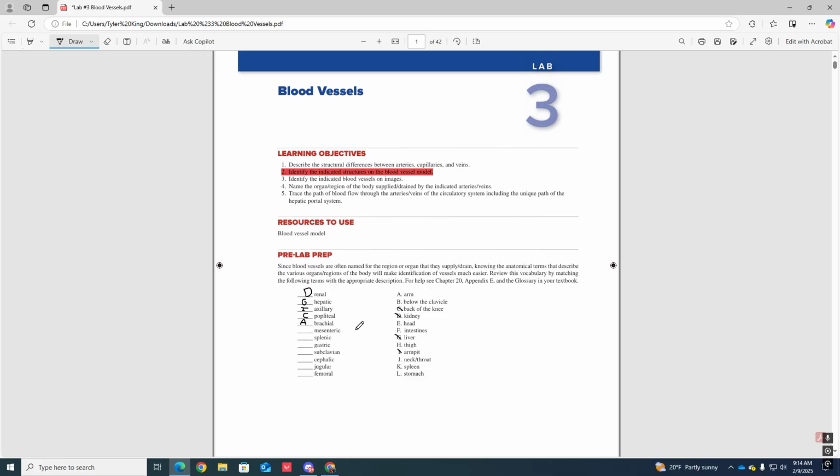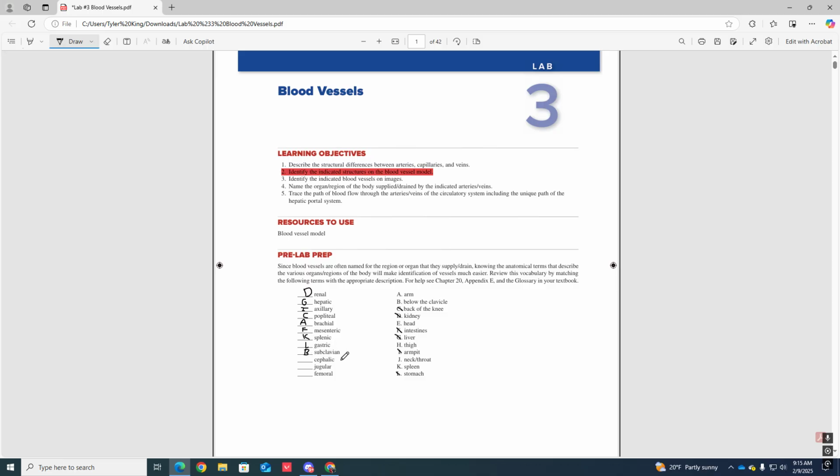Mesenteric is a very strange one here, but it actually means intestines. That's because we have a couple of different mesenteric arteries and veins, and they supply or drain blood to the intestines. Splenic is pretty straightforward. Splenic matches with spleen, so that's that one. Gastric, gaster, if anyone's ever heard of gastritis or anything like that, it's referring to stomach. So gastroenteritis is the stomach bug, a fancy term for it. That's option L here. Subclavian, pretty straightforward: sub meaning below, clave referring to the clavicle. So this is below the clavicle, option B here.